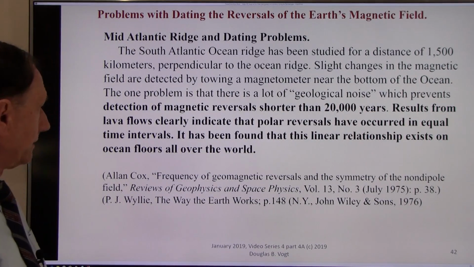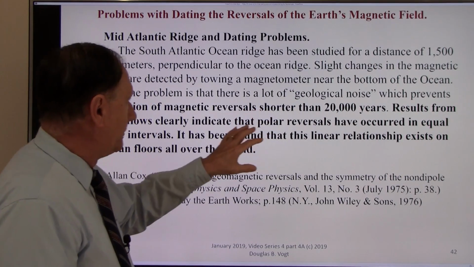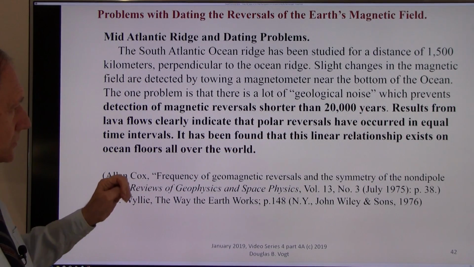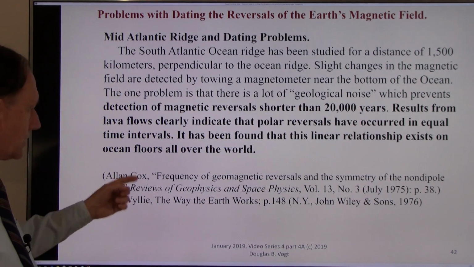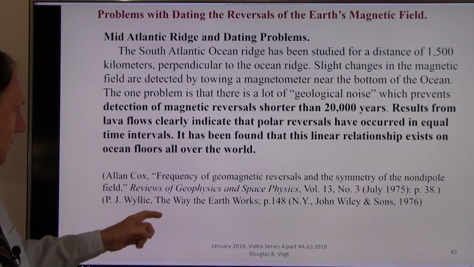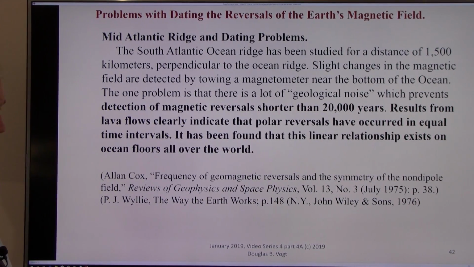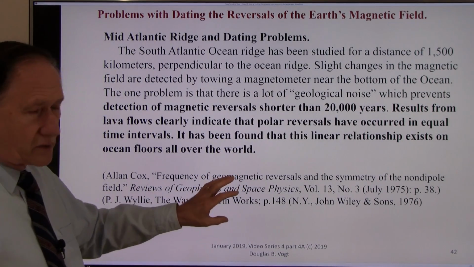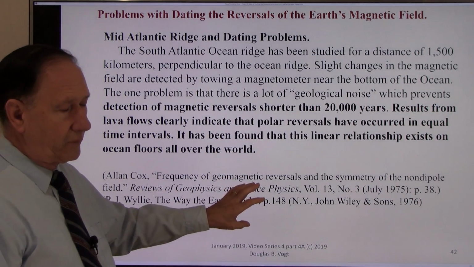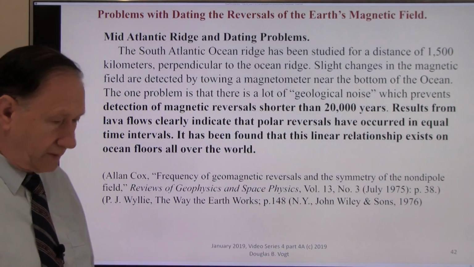Mid-Atlantic Ridge dating. This is what I already covered before about magnetic reversals. Shorter than 20,000 years, it's kind of hard to detect. This is the reference for it. Frequency of geomagnetic reversals and symmetry of the dipole field. Again, trying to figure it out. But this is some of the articles you can see where they're admitting they have a problem, but they also discard it or ignore it, and they shouldn't.